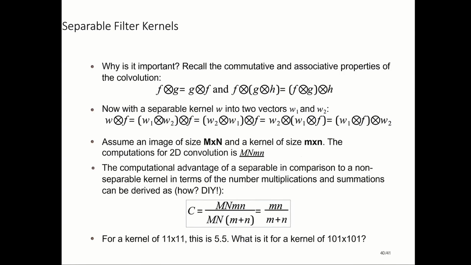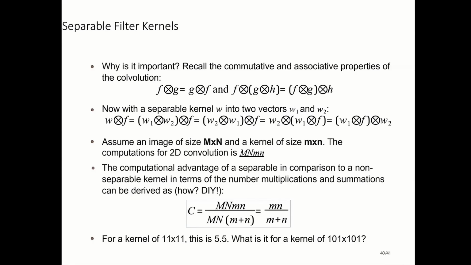Mathematically, F convolved with G is equal to G convolved with F, because convolution is commutative, and then we have associativity, which shows this. Using these properties, W can be broken down into two filters, W1 and W2, so I can write it this way using separability. If the filter is separable, I can change the brackets and do the operations in any order. I can convolve W1 with the image first and then W2, or convolve W1 and W2 first and then convolve with F. These are the same thing, so it doesn't matter whether I do rows or columns first.